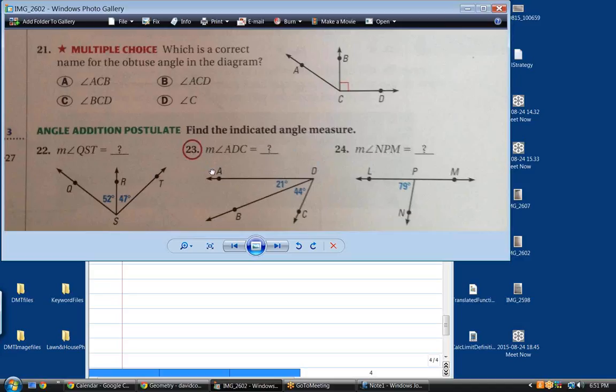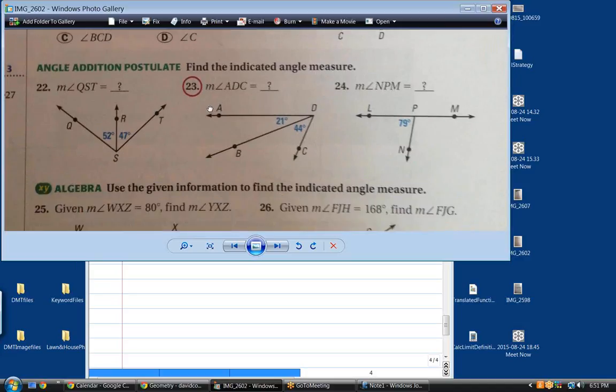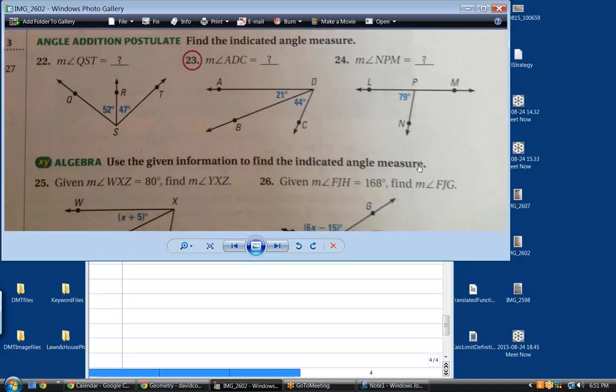Okay. And 23. What's the measurement of ADC? ADC, using protractor. It's the sum of these two angles. Yeah, that would be 65. Okay, good.